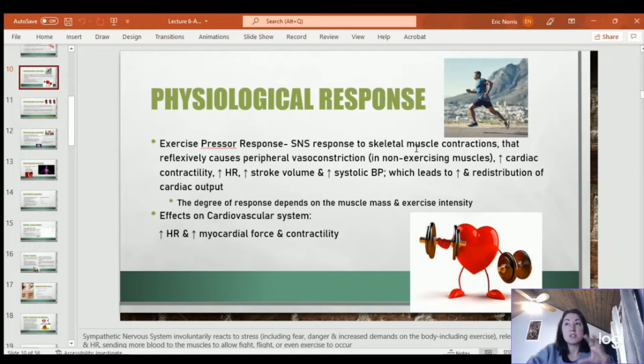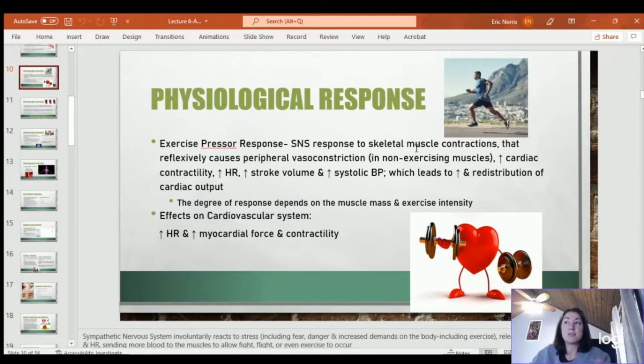So it's a system, this is the exercise pressor response, that as your muscles start working, more blood is pushed to those muscles and redirected from other muscles that aren't being used. So if you're running, more blood's going to the legs primarily, maybe a little bit to the arms, not so much to some of the organs that aren't working right now, not so much to the face. And so the blood is redistributed so that the muscles that need it the most get what they need.